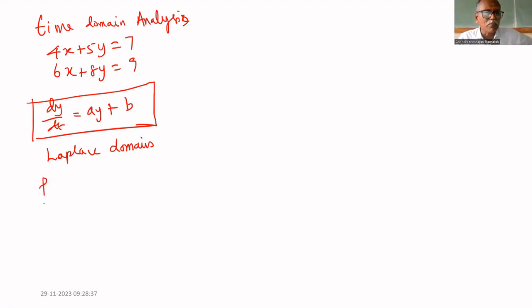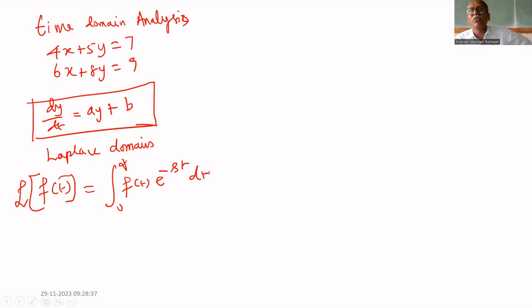What is the Laplace transform? Suppose you want to find the Laplace transform of f of t. It is the integral from 0 to infinity. In mathematics you would write minus infinity to plus infinity, but here we write 0 to infinity, f of t dt. That's all. If you integrate this, the entire function becomes a function of s. So if you apply this to a differential equation, it becomes an algebraic equation.